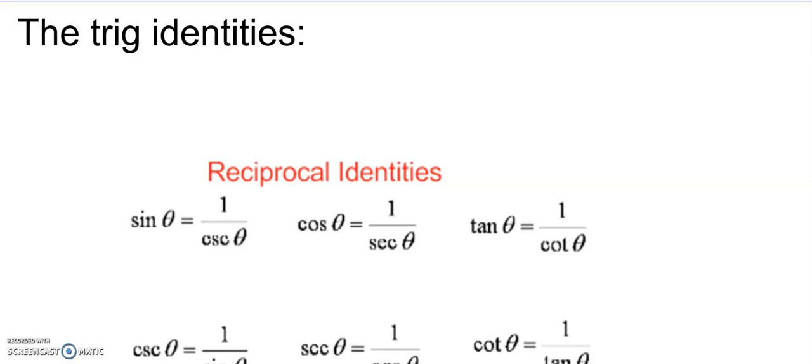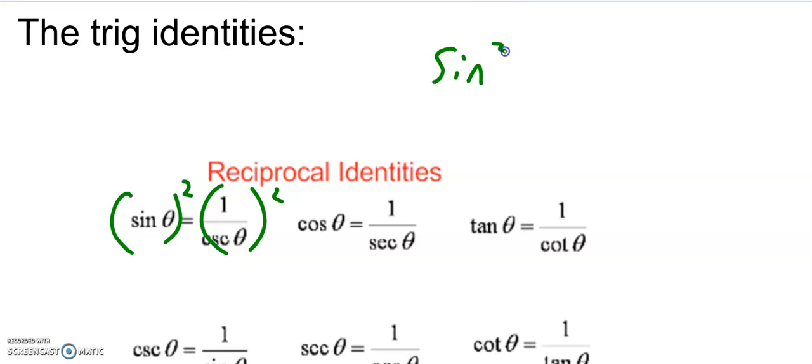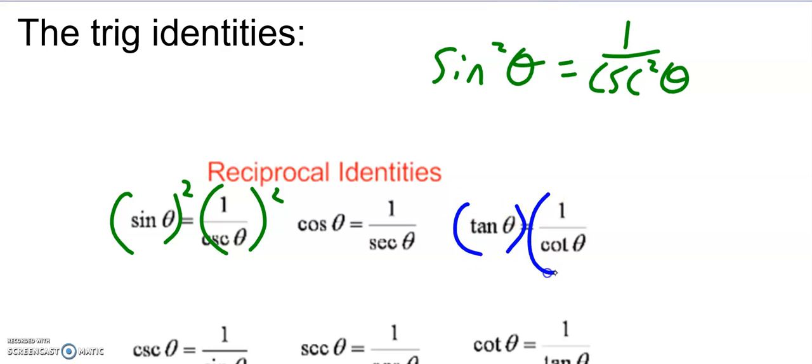The other thing I want to point out with the reciprocal identities is these identities hold true to any power. And so what I mean by that is if I was to take this and let's say square both sides, this is still a true statement. So sine squared of theta equals 1 over cosecant squared of theta. That's a true statement. If I raise something to the third power, that's still a true statement.